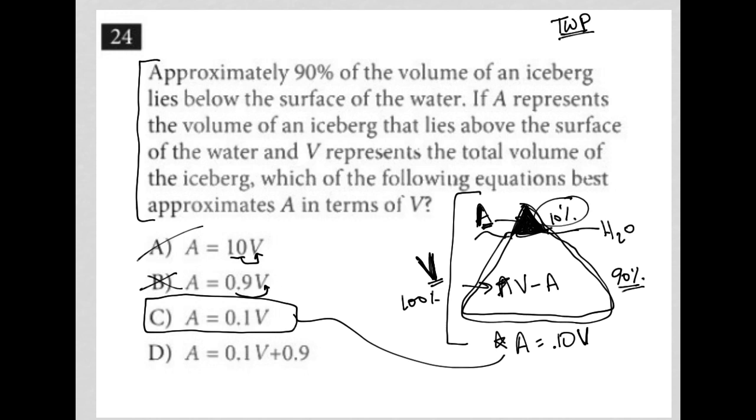We know that, yes, it is true that the A top region is 10% of the total, which is why we choose that answer. And then D is saying that A, just the top region, is equal to 10% of the total, which is true, but then plus 0.9. Well, 0.9 of what? Right, 0.9 represents 90%. So this is incorrect because this 0.9 doesn't really make sense here. So hopefully that makes sense. Choice C is the correct answer here.